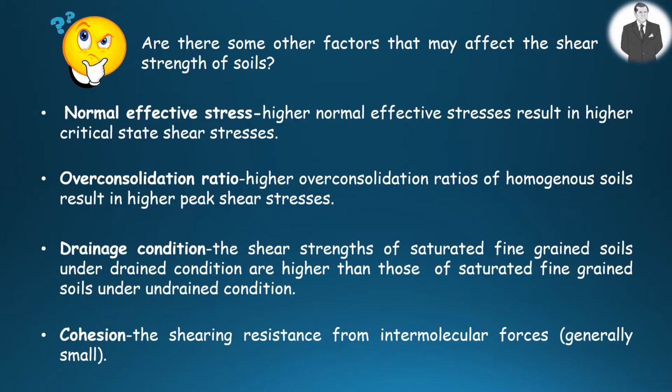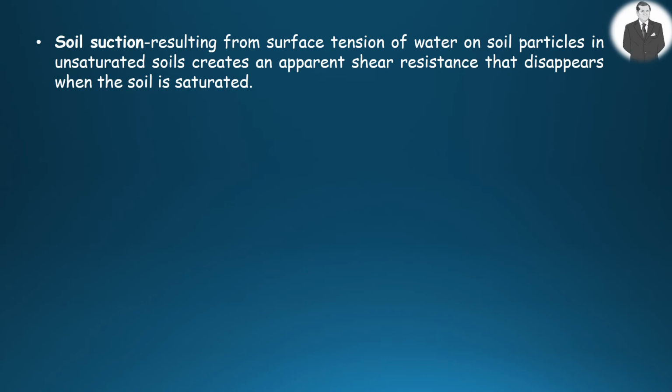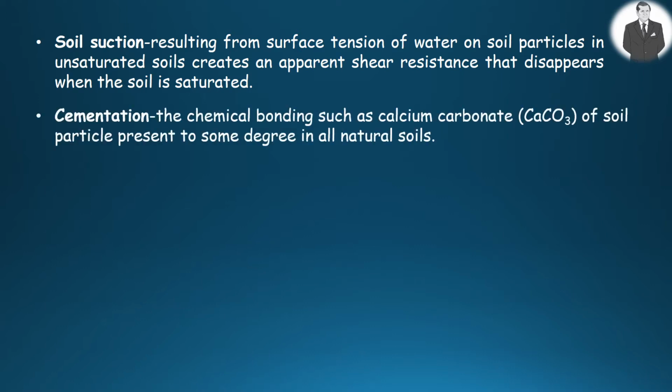Cohesion is the shearing resistance from intermolecular forces, but it is generally small. Soil suction, which results from the surface tension of water on soil particles in unsaturated soils, generates an apparent shear resistance that vanishes when the soil is saturated. Cementation is due to chemical bonding, such as calcium carbonate, of soil particles.